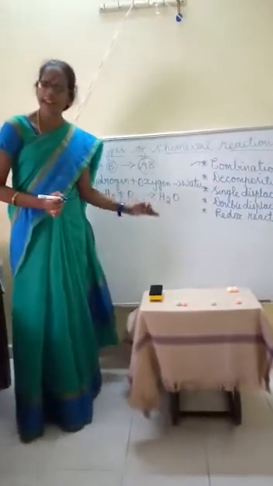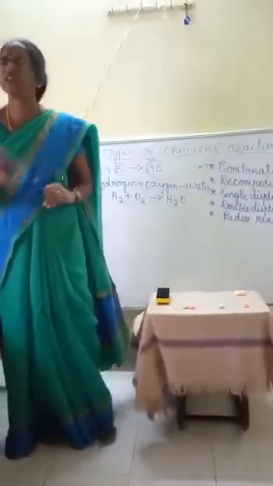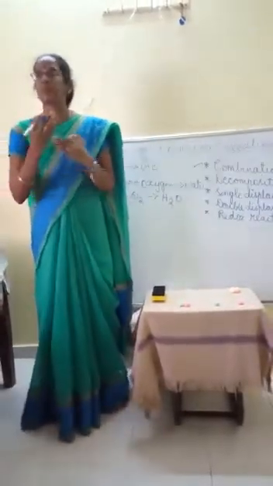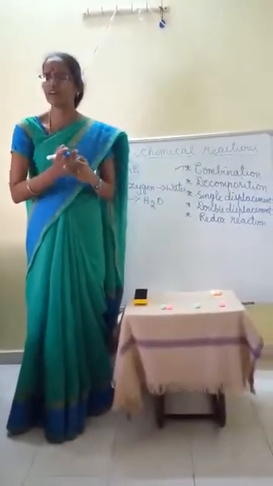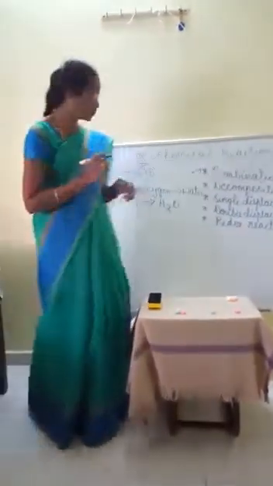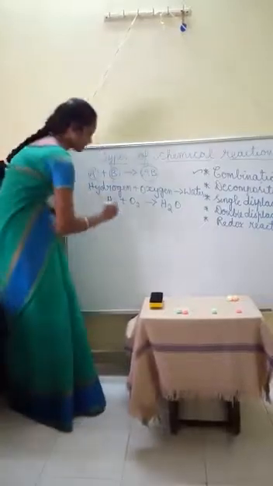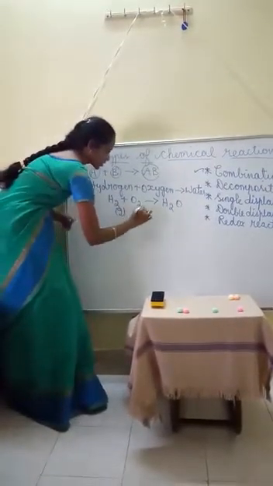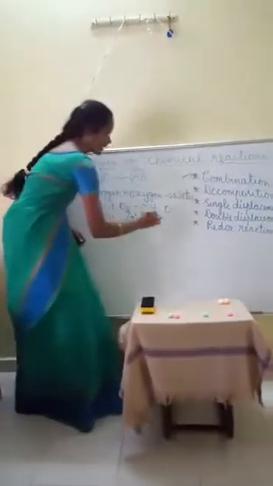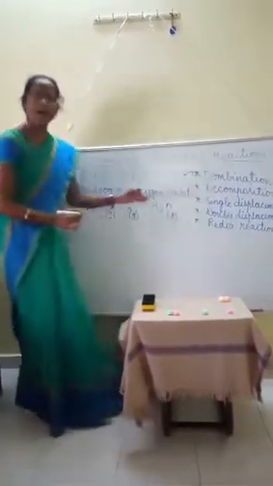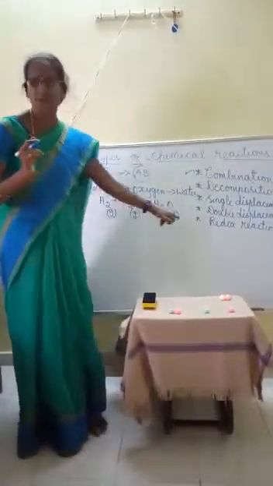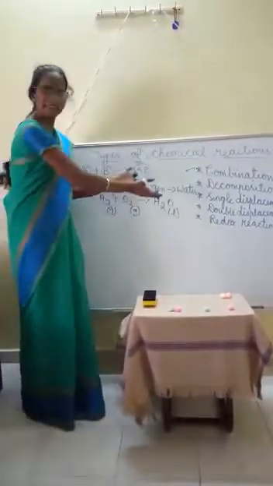And also while writing the chemical equation, we have to mention their physical states. Whether that element or compound will come under solid or liquid or gas, we have to mention it. So hydrogen is a gas. Oxygen is a gas. And water is a liquid. So we have to mention the physical states in short form within brackets.